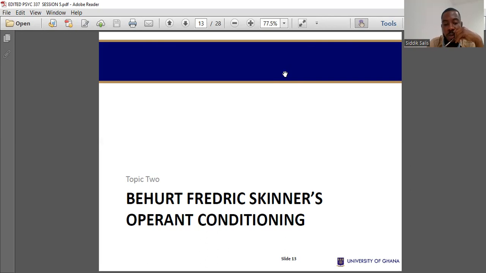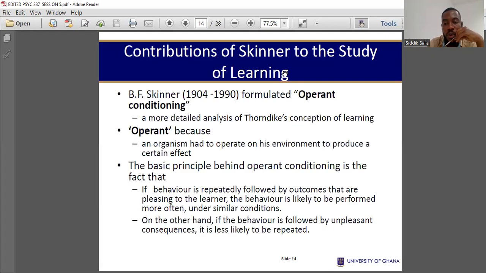B.F. Skinner's operant conditioning. Remember I said we also talk about why it is called operant conditioning. We stated from the beginning that learning theory was found in the 1900s, and these people really reigned for years. Behaviorists reigned till today, until the coming of cognitive psychology, which we'll talk about later. Anyway, let's move on. B.F. Skinner formulated operant conditioning, a more detailed analysis of Thorndike's conception of learning.